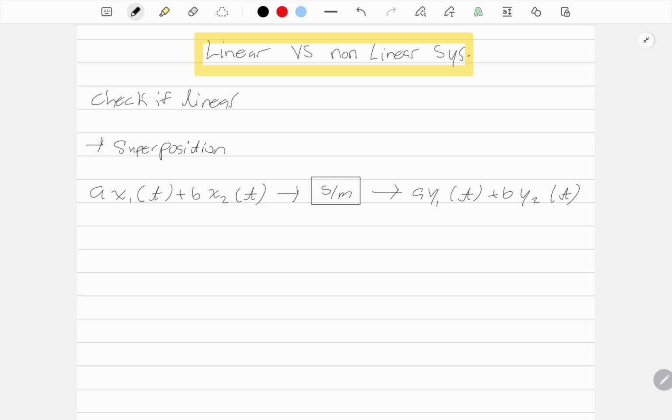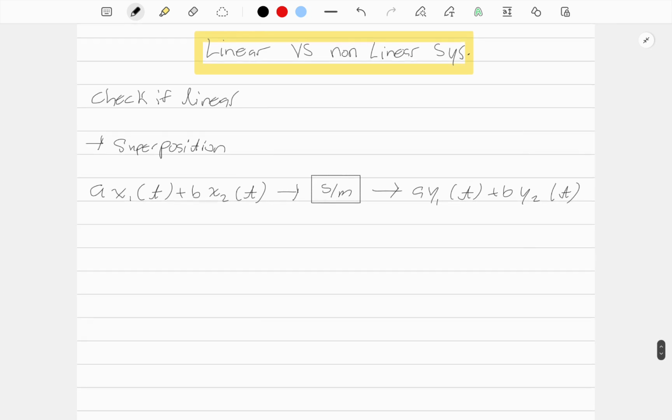And you could represent this in an equation, and I like to follow this equation. It's much more simple, which is h of a x1 t plus b x2 t, which is equal to a h of x1 of t plus b h of x2 of t.